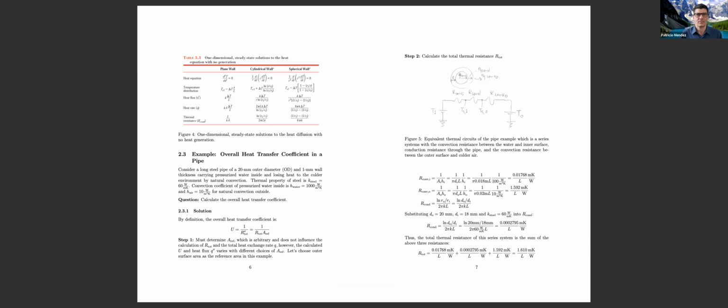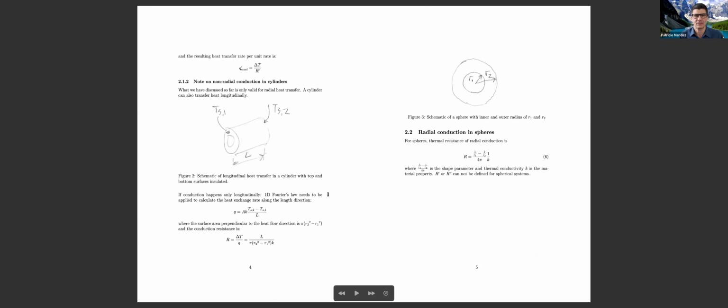Okay. So I assume you guys are seeing the example of overall heat transfer coefficient in a pipe here, chat. Okay, good. So what did we see so far?